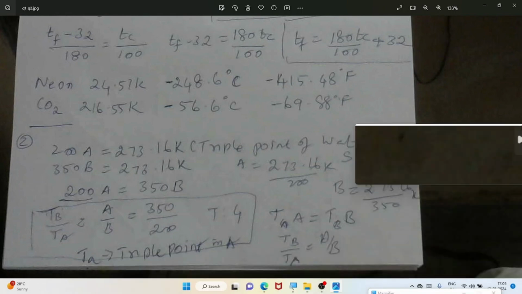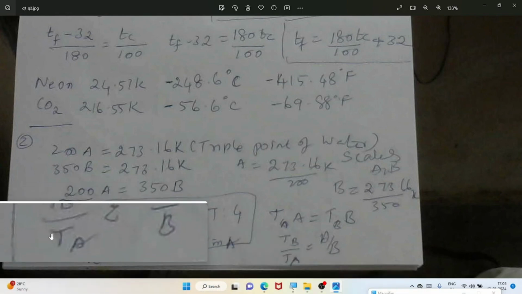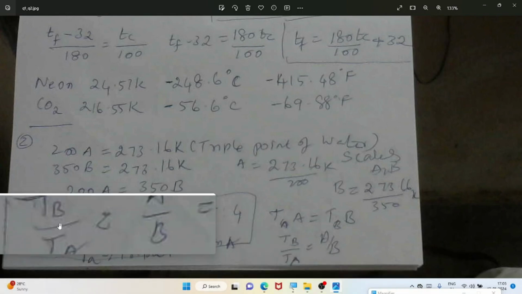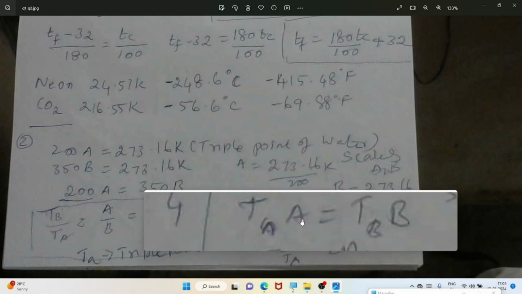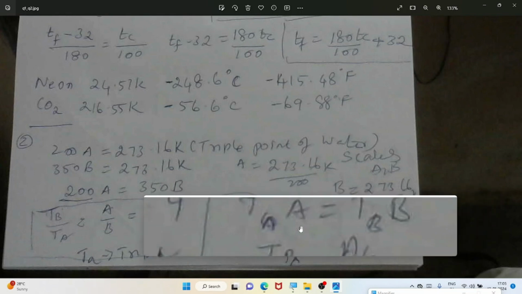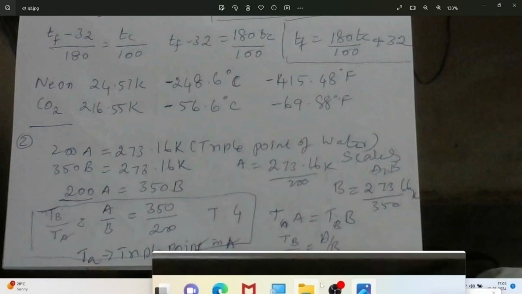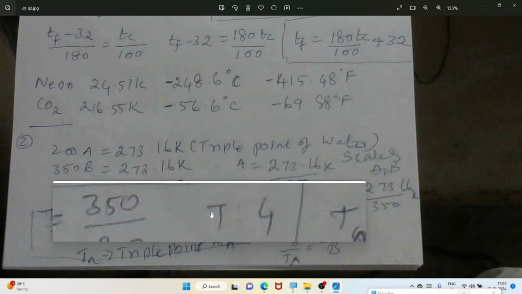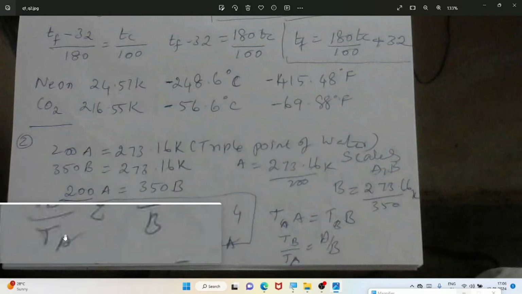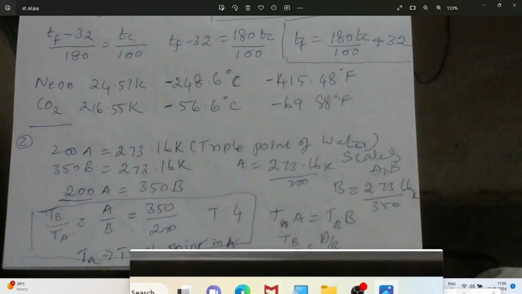200A equals 350B, then after that you will get this ratio, TB by TA. TB means triple point of B, TA the triple point of A. So TB by TA equals A by B, equal to 350 by 200. So that is 7:4. So which relation you use? TA by TB means it will be 4:7. So you have to remember that.